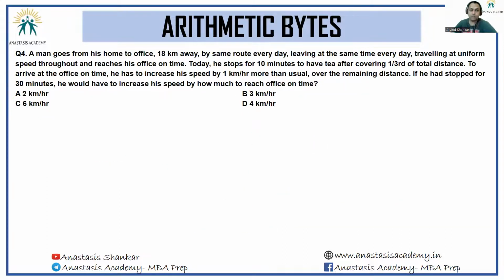Option B. Next, a man goes from his home to office 18 kilometers away by the same route every day, leaving at the same time every day, traveling at uniform speed throughout, and reaches his office on time. Today, he stops for 10 minutes to have tea after covering 1/3 of the total distance.